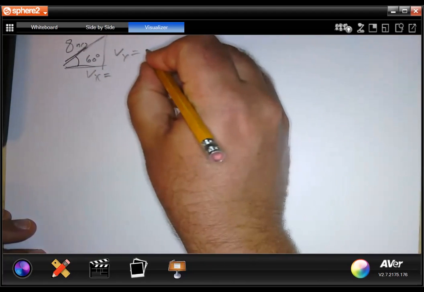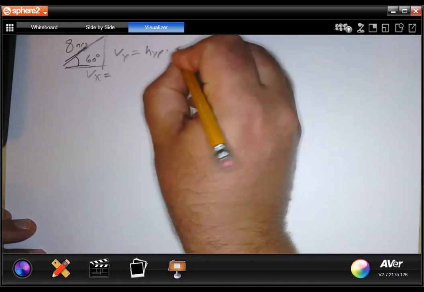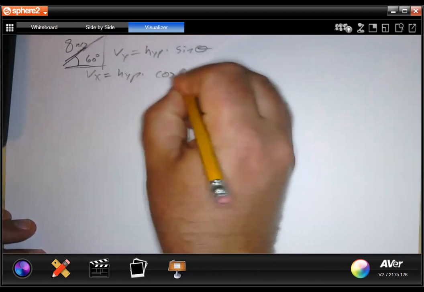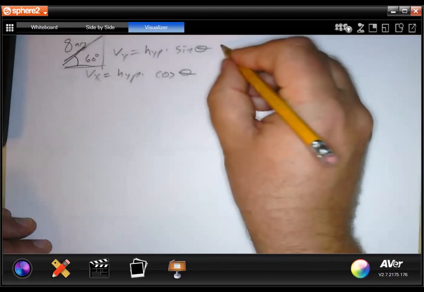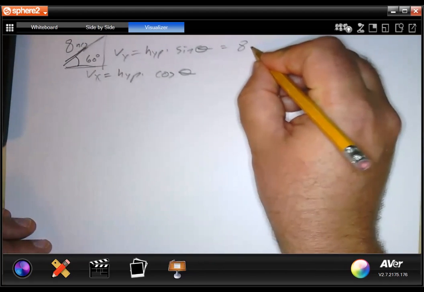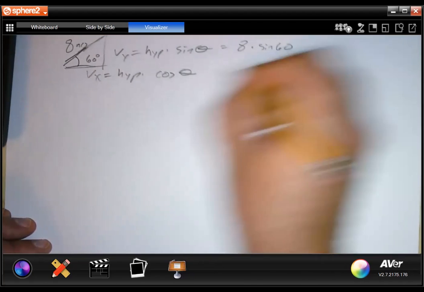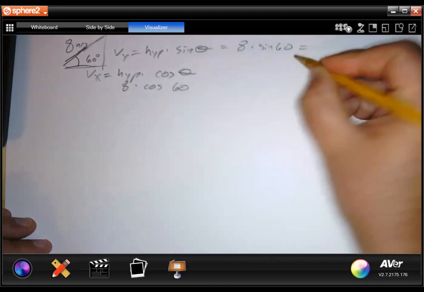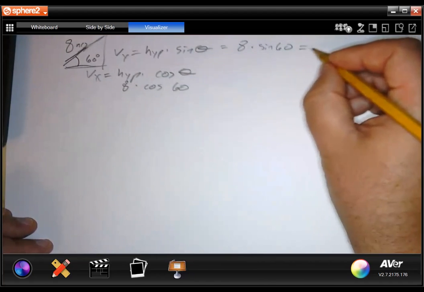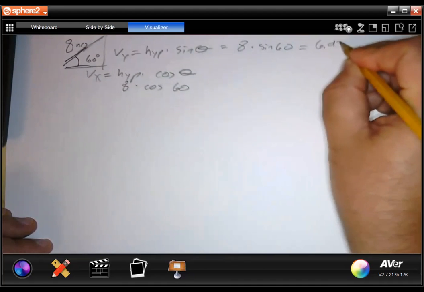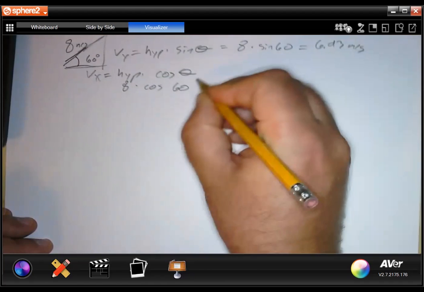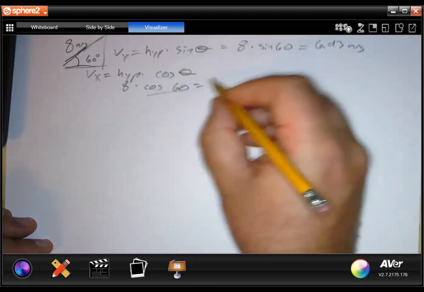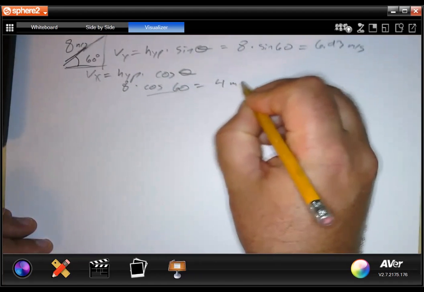Okay, so this is our hypotenuse times the sine of theta and our hypotenuse times the cosine of theta. In which case we have 8 times the sine of 60 and 8 times the cosine of 60. If I put that into a calculator, I should get about 6.93 meters per second. And if you know your unit circle, you know that cosine of 60 is 1/2, so this is going to be 4 meters per second.